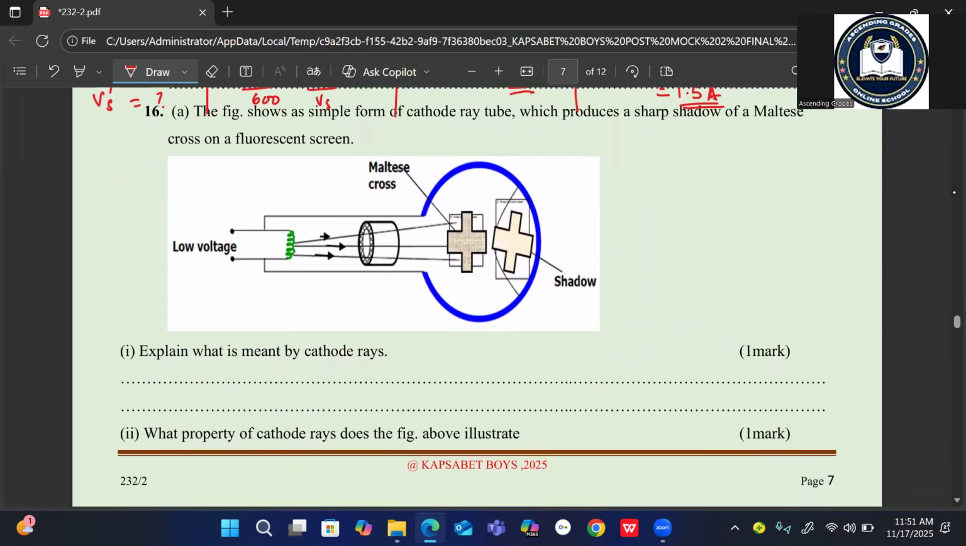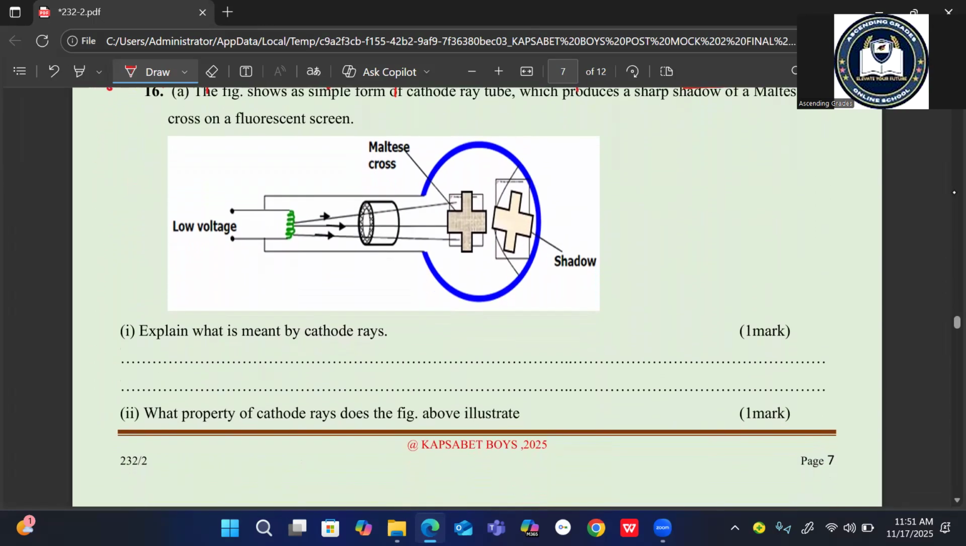Our question 16, the figure below shows a simple form of cathode ray tube, which produces a sharp shadow of a Maltese cross on a fluorescent screen. Then the first question you are told, explain what is meant by cathode rays.